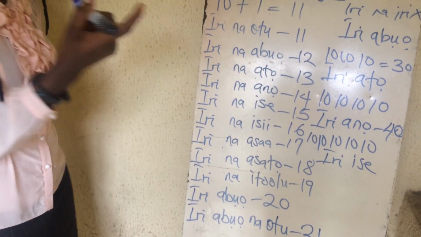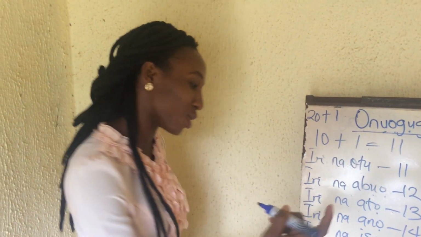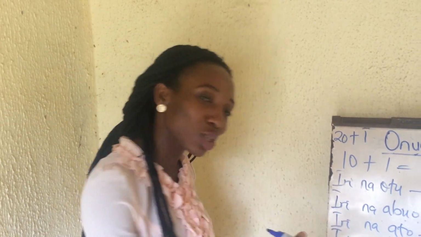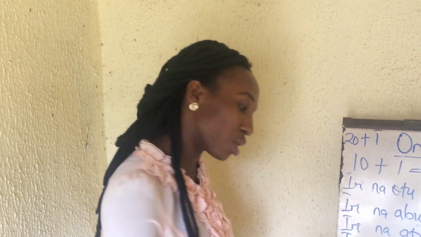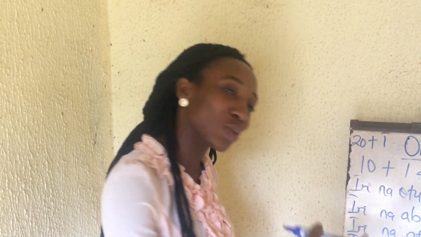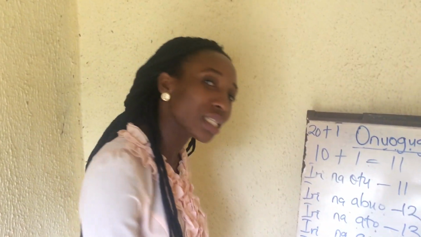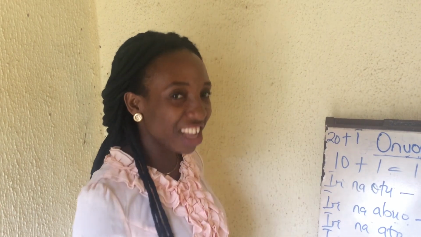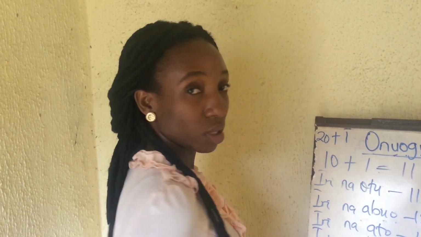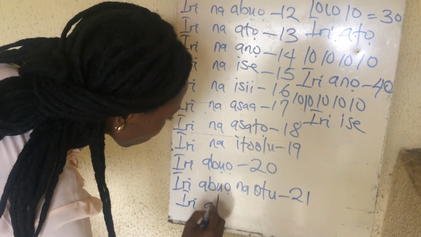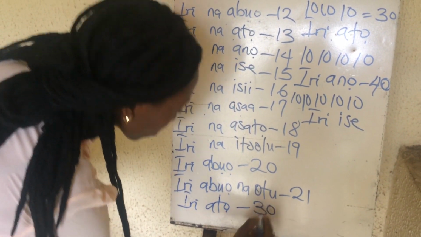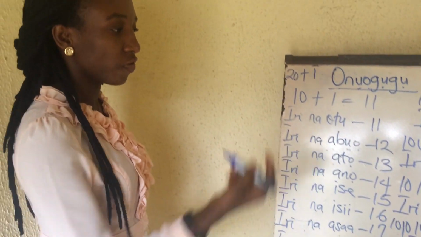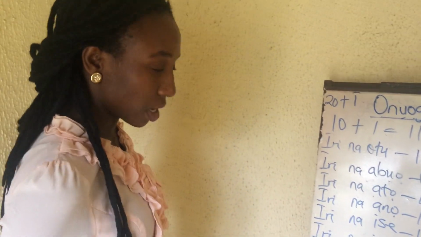21, Iriabo na otu. 22, Iriabo na abo. 23, Iriabo na ato. 24, Iriabo na ano. 25, Iriabo na ise. 26, Iriabo na isii. 27, Iriabo na asaa. 28, Iriabo na asato. 29, Iriabo na itoolu. 30, Iriato. Don't forget, 30 is Iriato, 40 Iriano, 50 Irise, and so on.